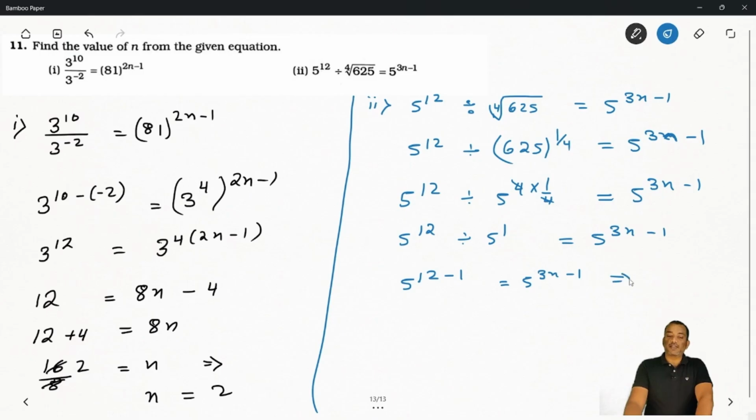So you can say left side and right side equal. So you can say 11 is equal to 3n minus 1. So you can say now this one is equal to 11, 1 will transpose. So 12 is equal to 3n. So you can say this is 12 by 3 is equal to n. So n is equal to how much you will get? n is equal to 4. Hope it's clear. Hope you understand this chapter.